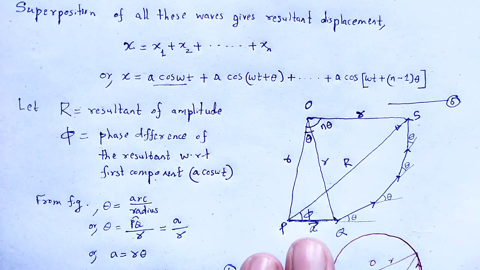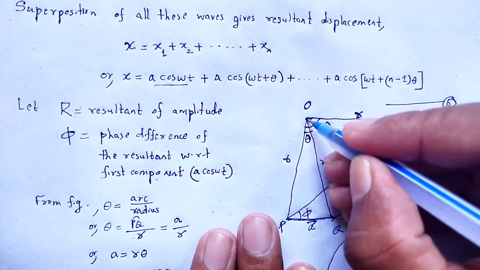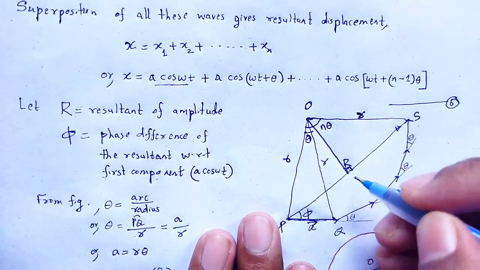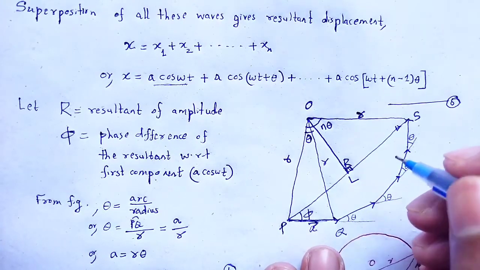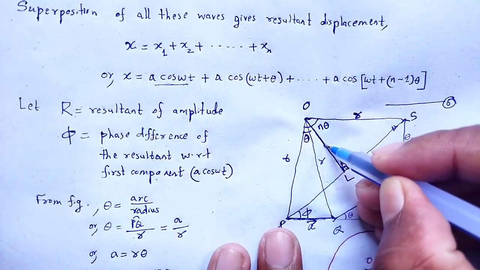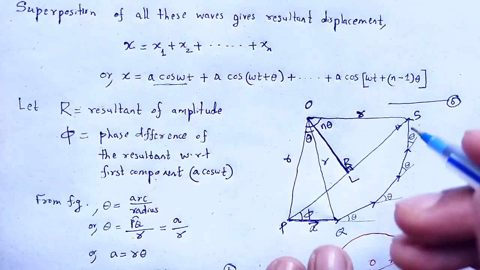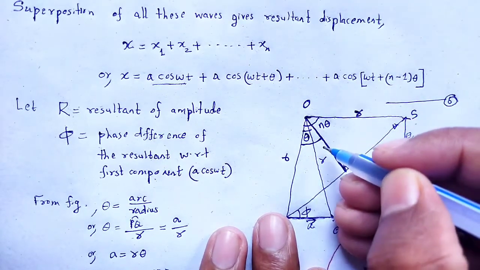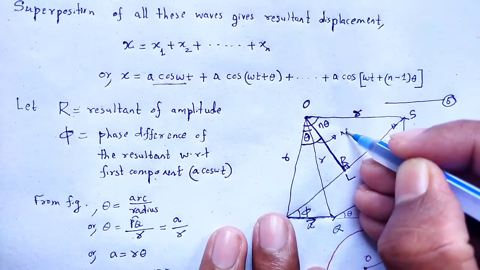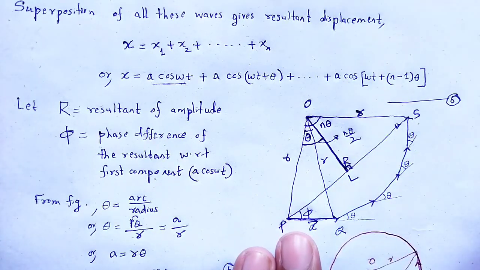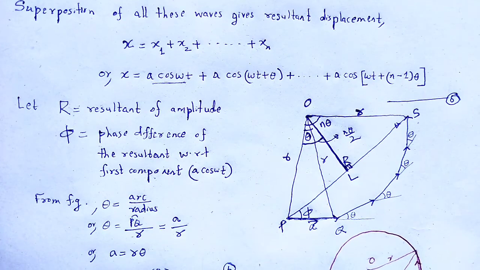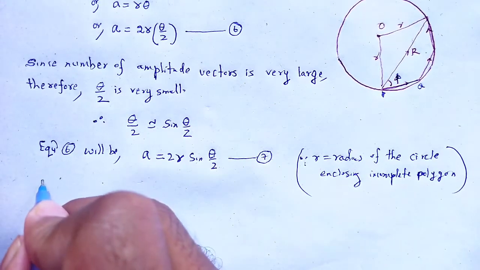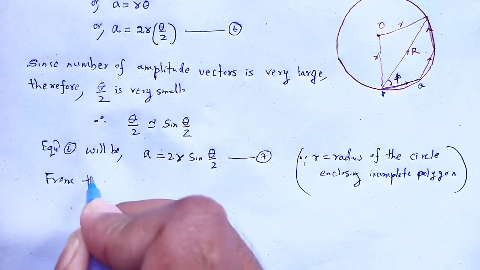Therefore, when we draw a perpendicular from O to that side, that is L, that is the perpendicular from O to that length. So the angle subtended here, n theta divided by 2, that angle is equal to n theta divided by 2, from the figure.